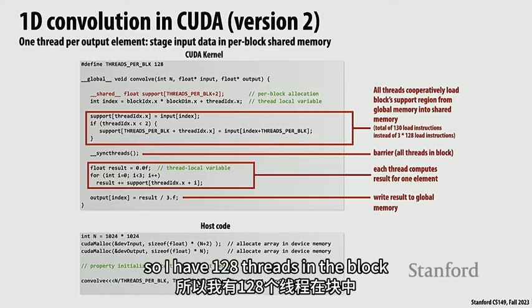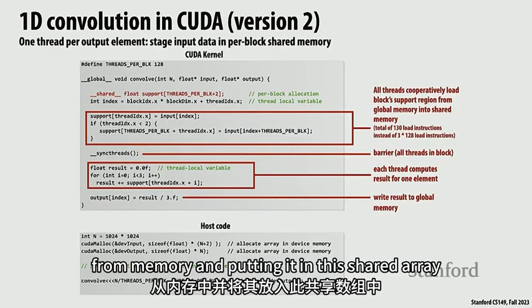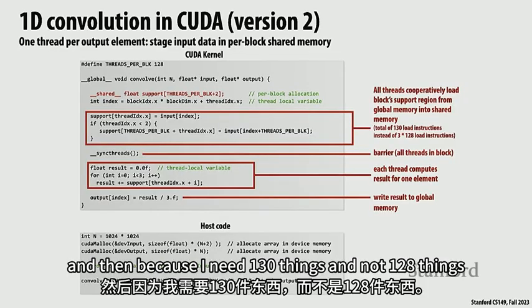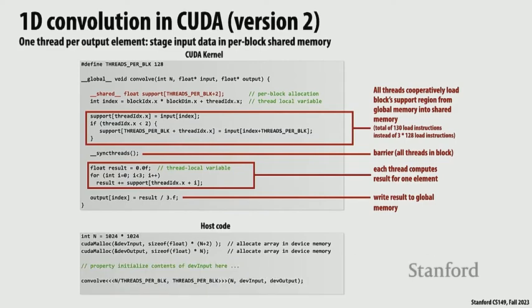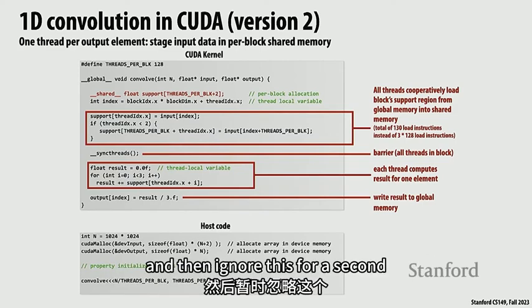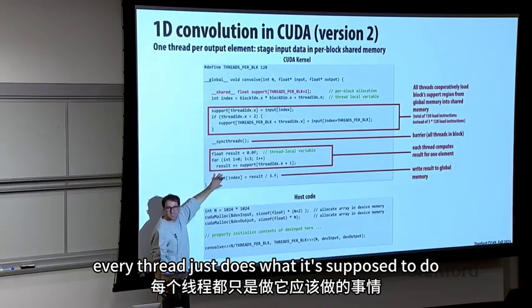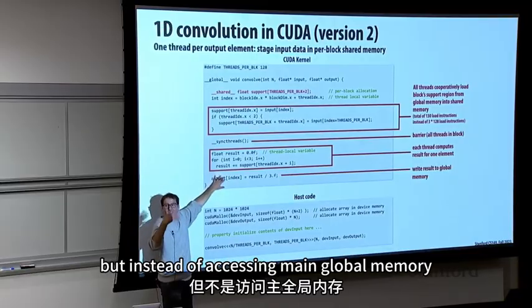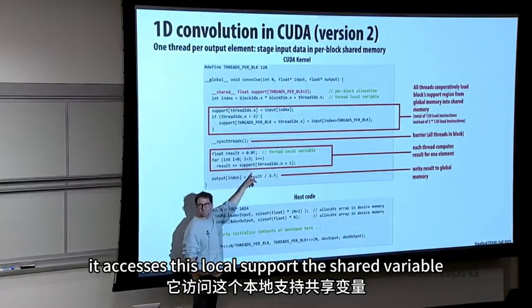So I have 128 threads in the block. Every thread is responsible for grabbing one piece of data from memory and putting it in this shared array. And then because I need 130 things and not 128 things, I had to have 2 of these threads do a little bit more work. It's a little ugly. And then every thread just does what it's supposed to do. It computes the convolution, but instead of accessing main global memory, it accesses the shared variable. Okay.